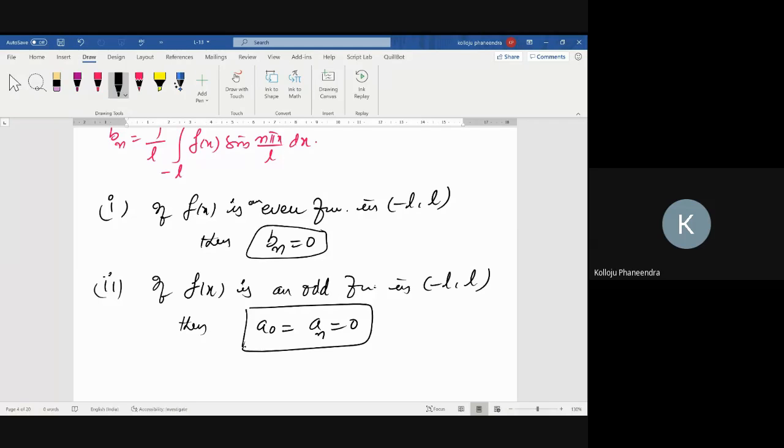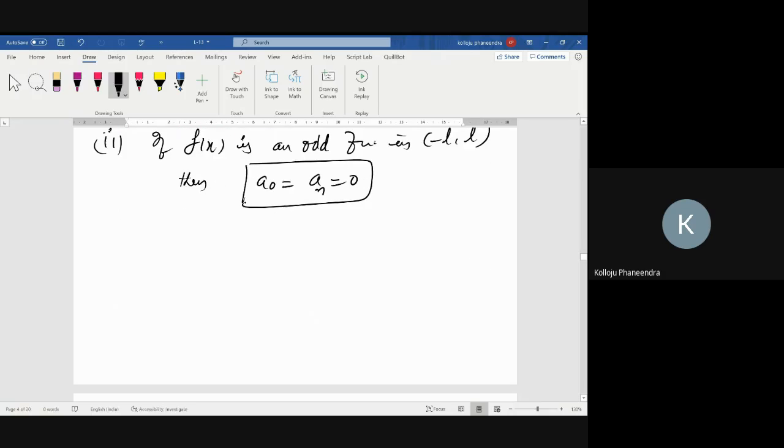Is that clear? Now let me do one problem. How much time left? 10 minutes. Okay. Find the Fourier series of... I think we did this problem already. That problem is better, but it is not there in minus l to l.